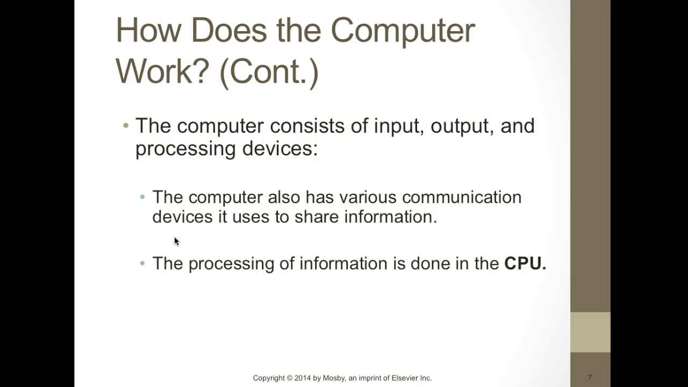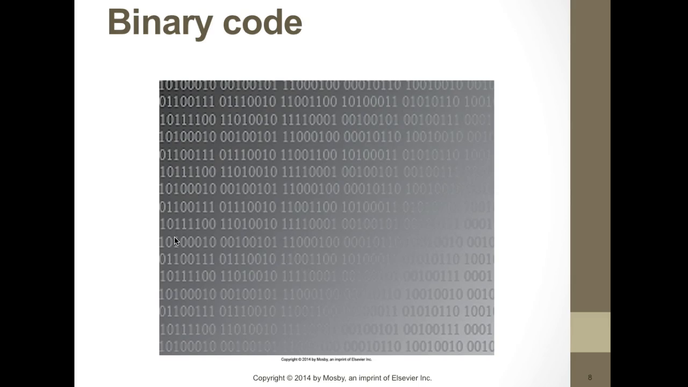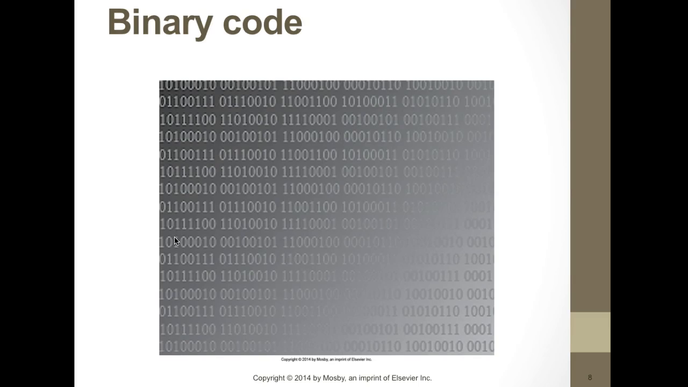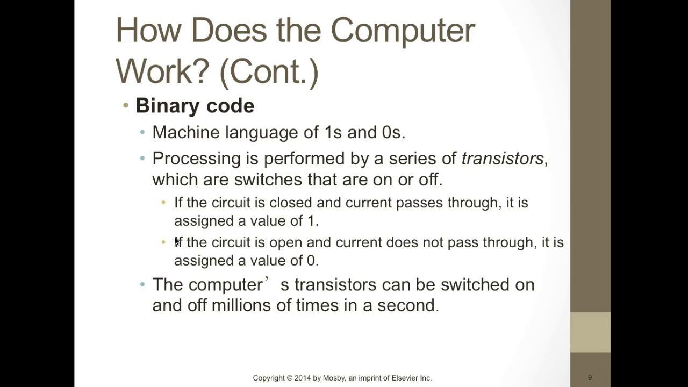The processing of information is done by the CPU, which, just so you guys know, is the central processing unit, just in case you've missed that. It reads in binary code, if you haven't seen that before. Binary code is the language of the machine, and it's ones and zeros. Processing is performed by a series of transistors, which are switches that turn on and off. If the circuit is closed and the current passes through it, it is assigned a value of one. If it's open and the current does not pass through it, it's assigned a zero.